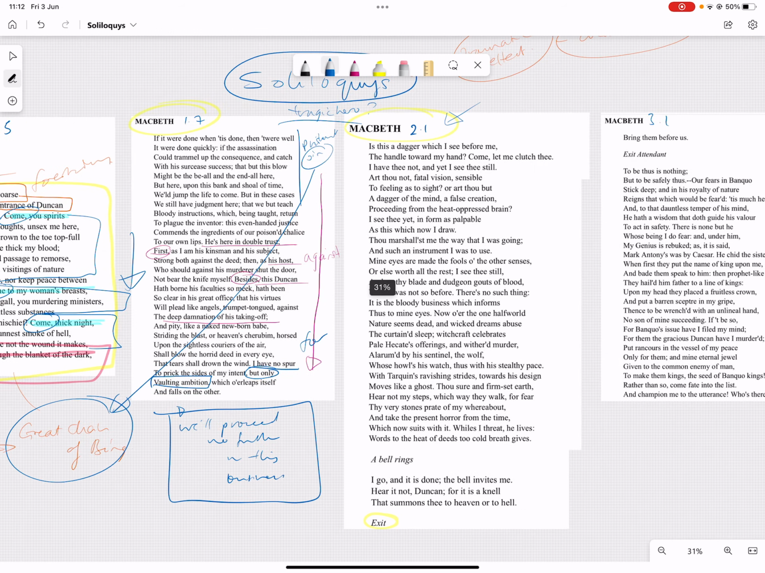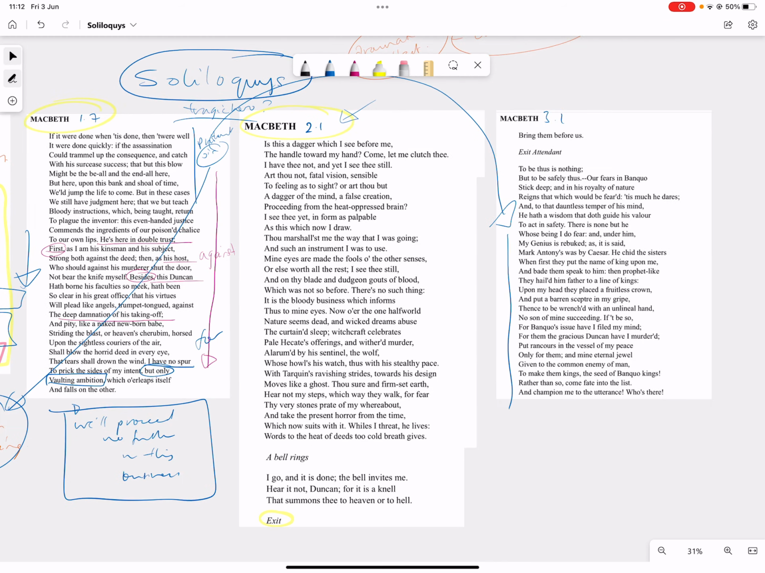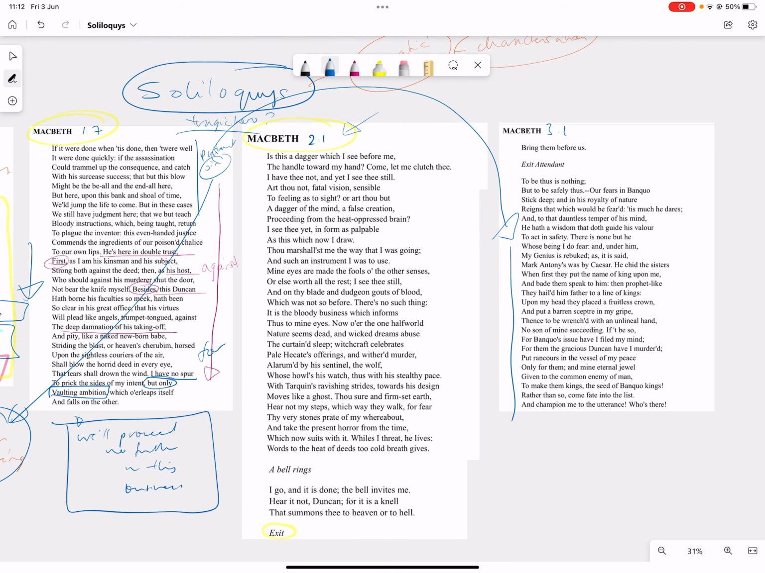Interestingly, I'm just going to skip forward here. This is what haunts him when he's becoming paranoid and plotting Banquo's downfall. "For Banquo's issue have I filed my mind." This is because he can't sleep. So his mind is full of kind of toxic poisons, keeping him awake, nightmares.